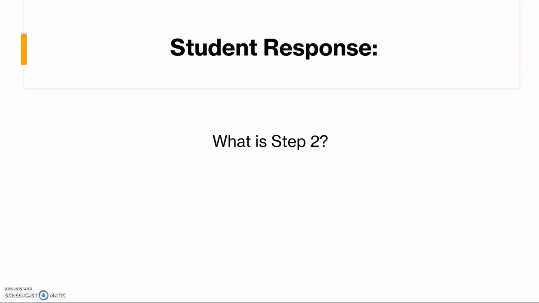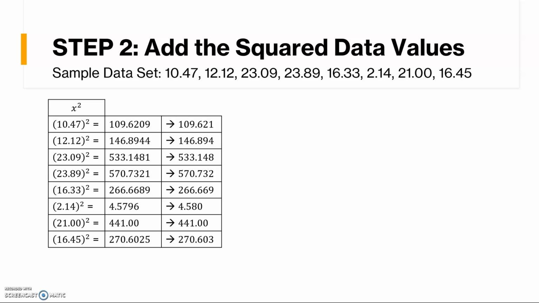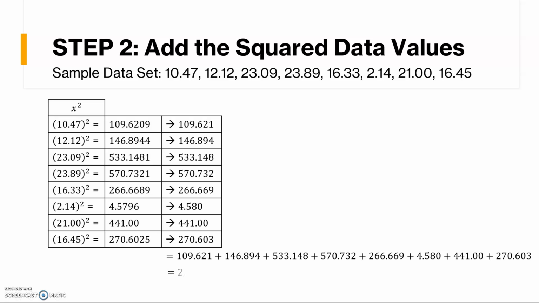What is the second step? Go ahead and calculate this step on your own. The second step is to add the squared data values. So we got the squared data values right here, and what we need to do is add all of them up. Okay, so we should get 2,343.247. Now note, this is the summation of x squared, which is like in our formula.